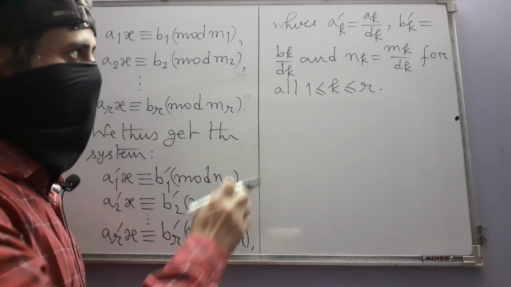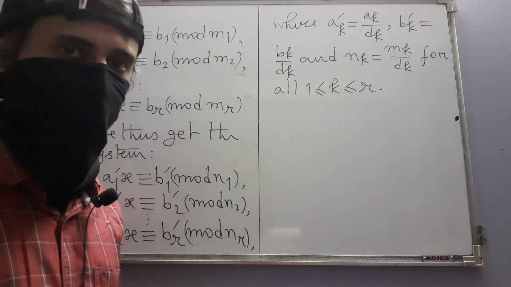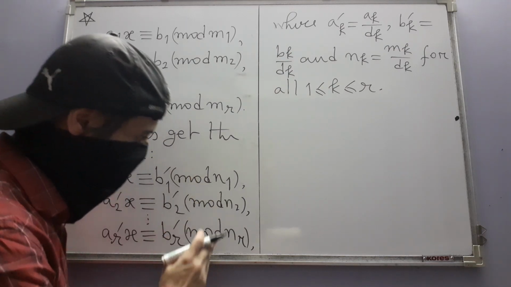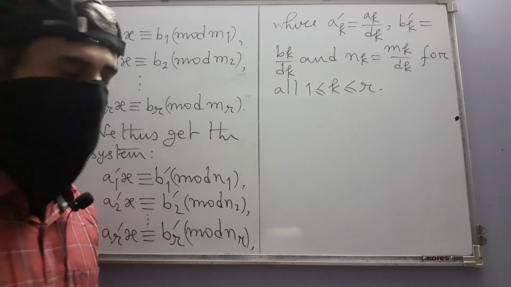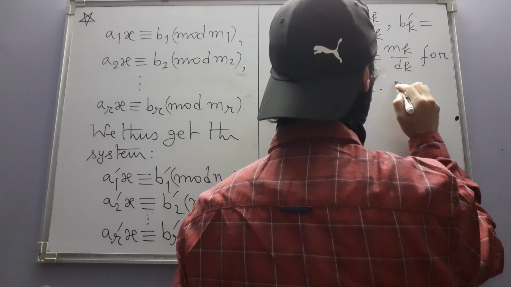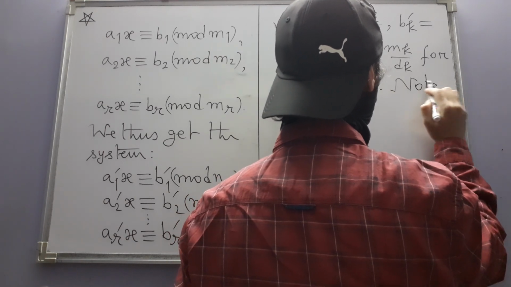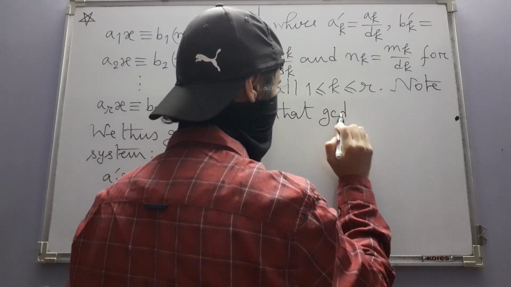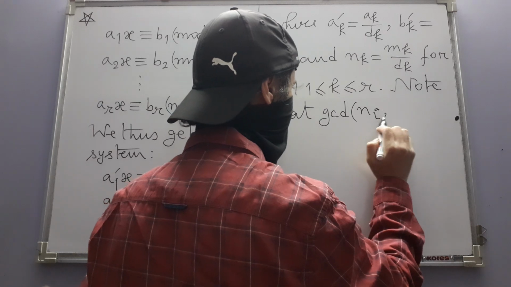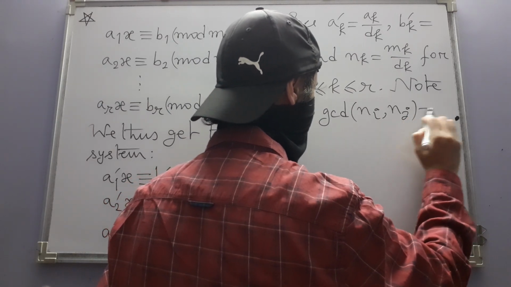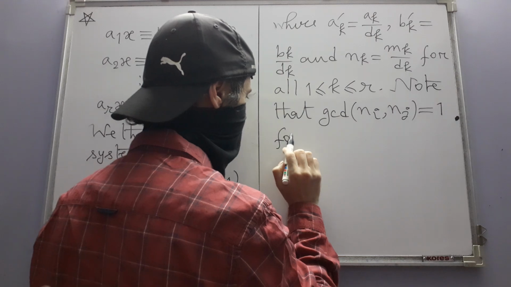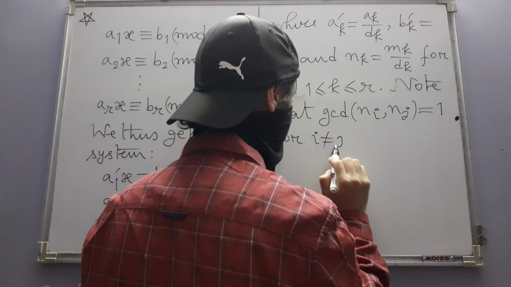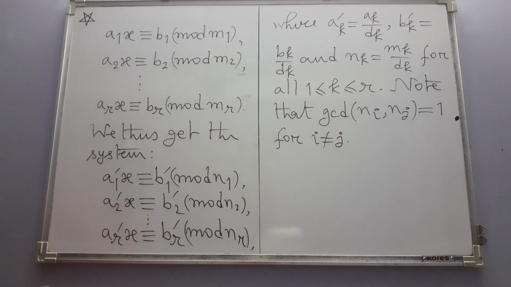Moreover, the condition that the mk's are pairwise relatively prime now gets transferred to these new moduli as well. Note that just like the mk's, we also have this. The n's are also pairwise relatively prime for i not equal to j, and both i and j lie between 1 and r inclusive.